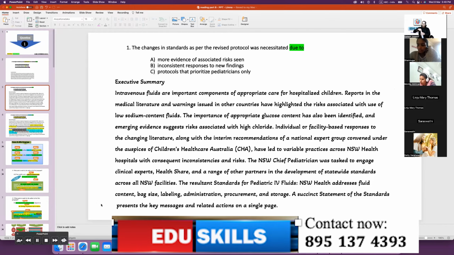Individual facility-based responses to the changing literature, along with the interim recommendations of a national expert group convened under the auspices of Children's Healthcare Australia (CHA), have led to variable practices across NSW health hospitals with consequent inconsistencies and risks. The NSW chief pediatrician was tasked to engage clinical experts, health share, and a range of other partners in the development of statewide standards across all NSW facilities. The resultant standards for pediatric IV fluids, NSW Health addresses fluid content, bag size, labeling, administration, procurement, and storage. A succinct statement of the standards presents the key messages and related actions on a single page. Which was our option selected?